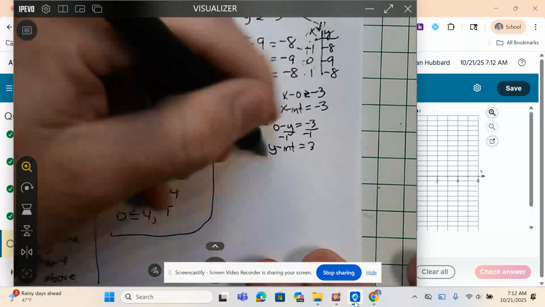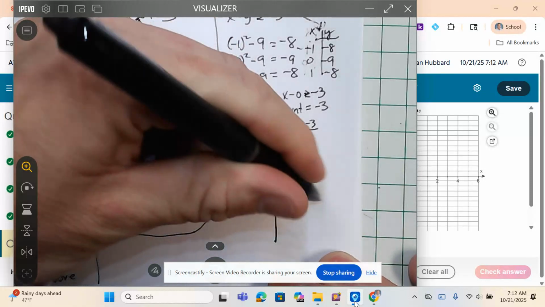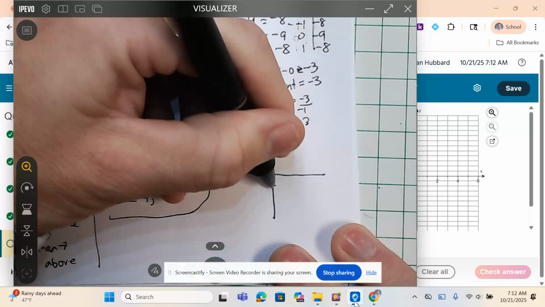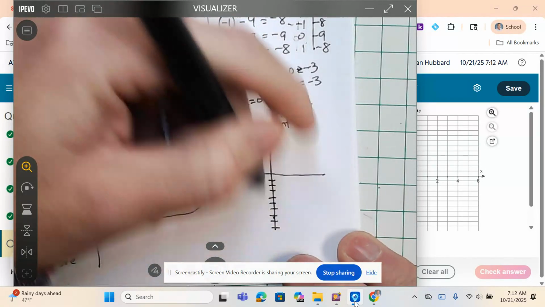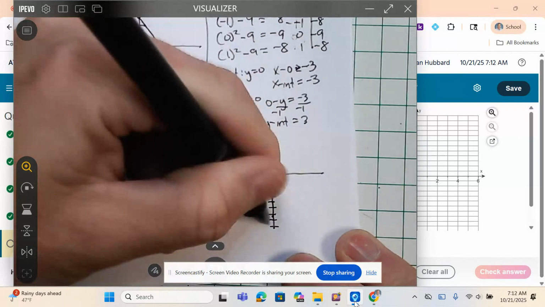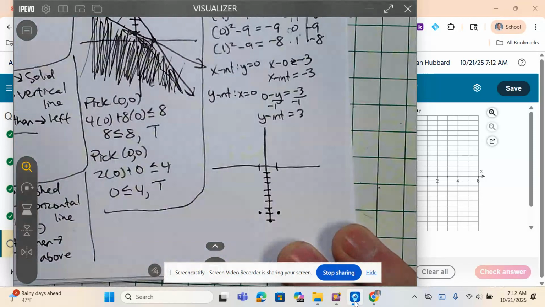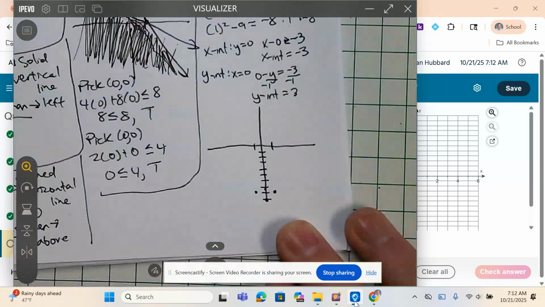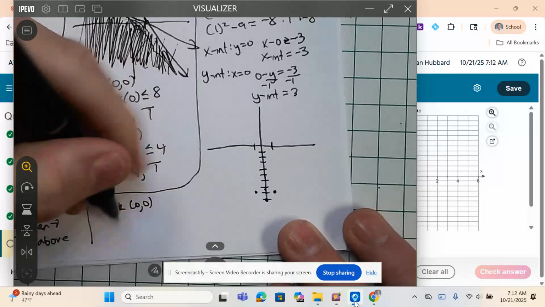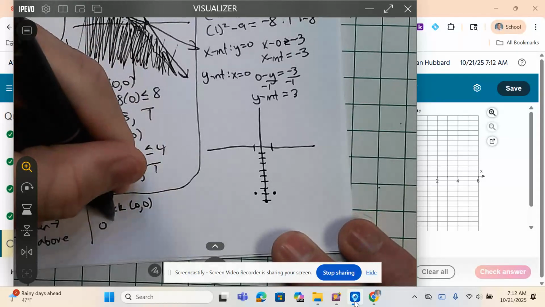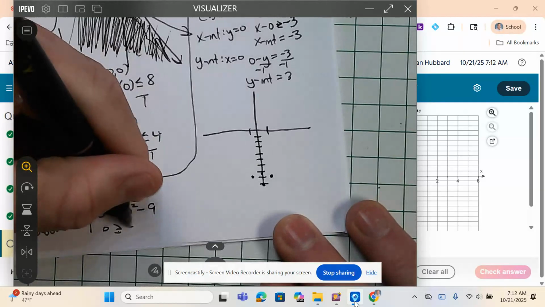So on this one, we're going to plot our points. This one's going to go down to 3, 4, 5, 6, 7, 8, 9. So -1, -8, 0, -9, and 1, -8. Now, I know it's going to be shaded in between. I'll prove it to you. So I'm going to pick 0, 0. Is 0 greater than or equal to 0 squared minus 9? Is 0 greater than or equal to -9?